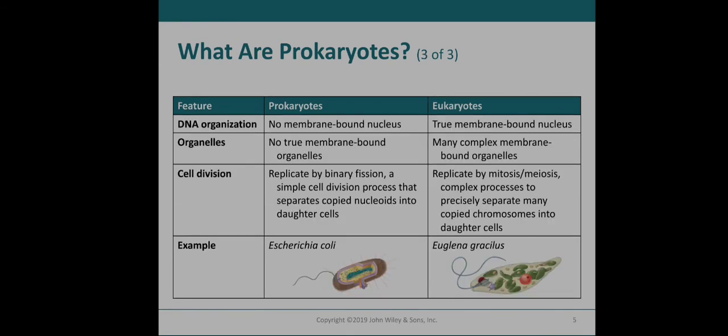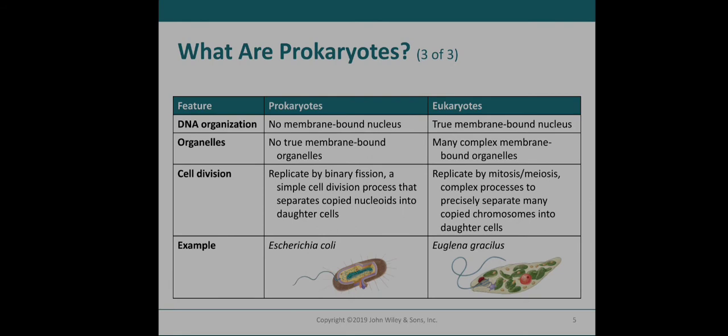Aside from that, we also have the DNA organization. In prokaryotes, since they do not have a membrane-bound nucleus, the DNA is just in a region that has really no boundaries inside the cell. And then we have the eukaryotes, where there is a membrane-bound nucleus. That means the DNA is separated from the rest of the cytoplasm, so the DNA of the eukaryotes is much more protected.